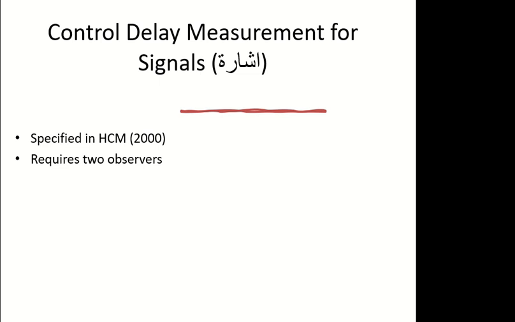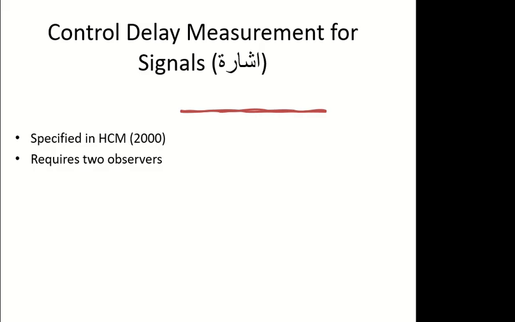Okay, so how to measure control delay? We will discuss two procedures for control delay, one for signals, the other one for roundabouts. If you have a stop sign or something like this, then there are other procedures for that, or you can adopt the procedure for the roundabout as well, but the more critical ones are for the signal and for the roundabout.